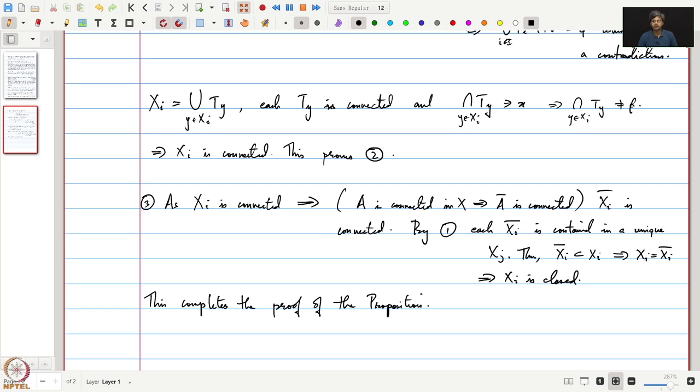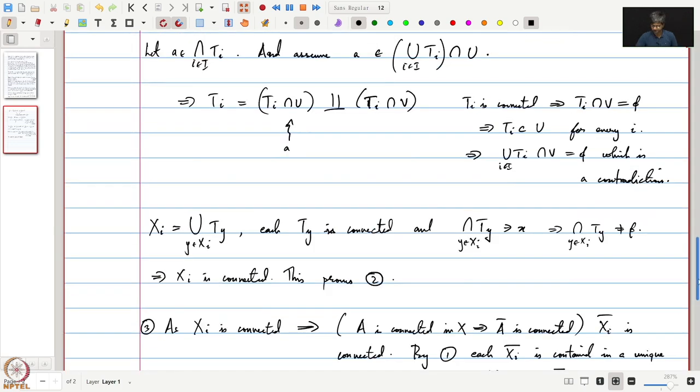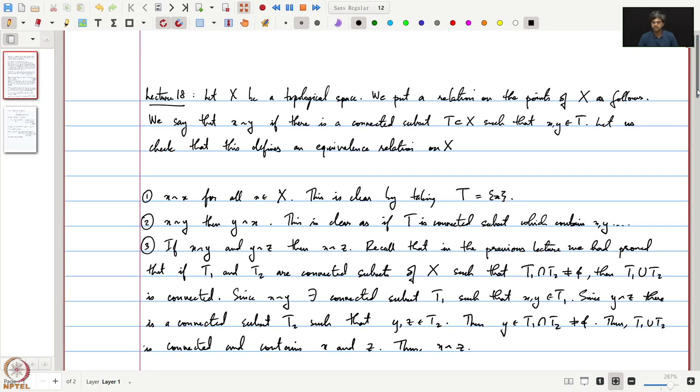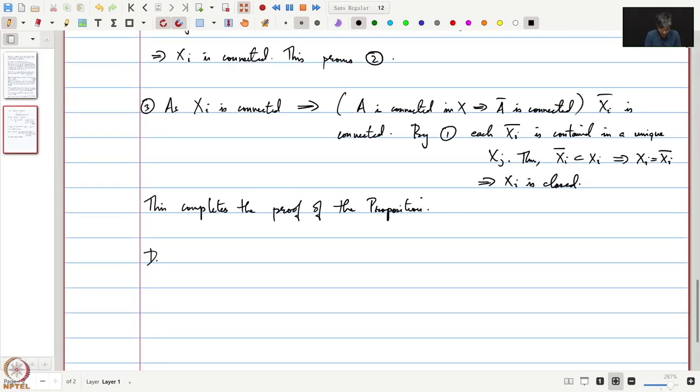So the proposition says that given any topological space X, we can break it up into these equivalence classes, and each equivalence class is defined by the relation that we started the lecture with. Each of these equivalence classes is connected and closed, and any connected subspace is contained in one of these equivalence classes. So let's make a definition. The equivalence classes are called the connected components of X.